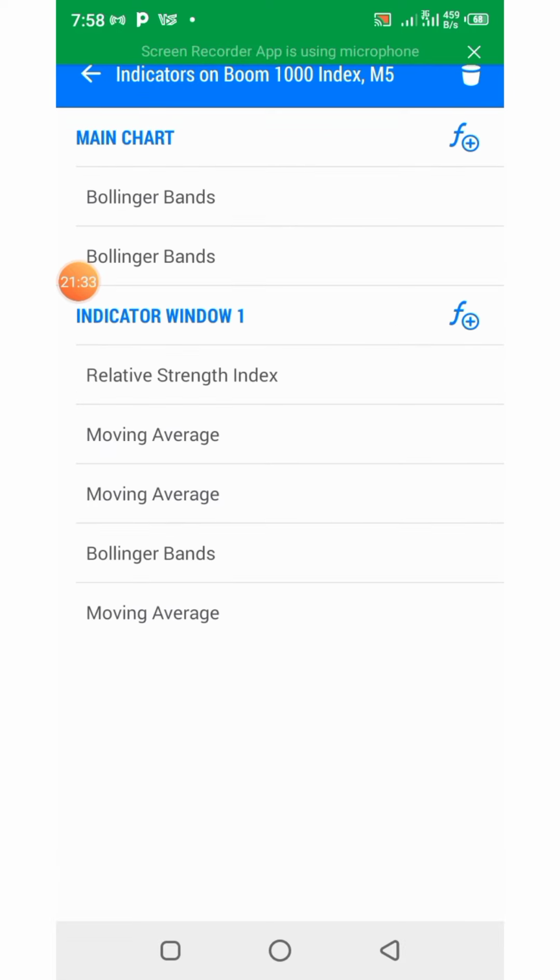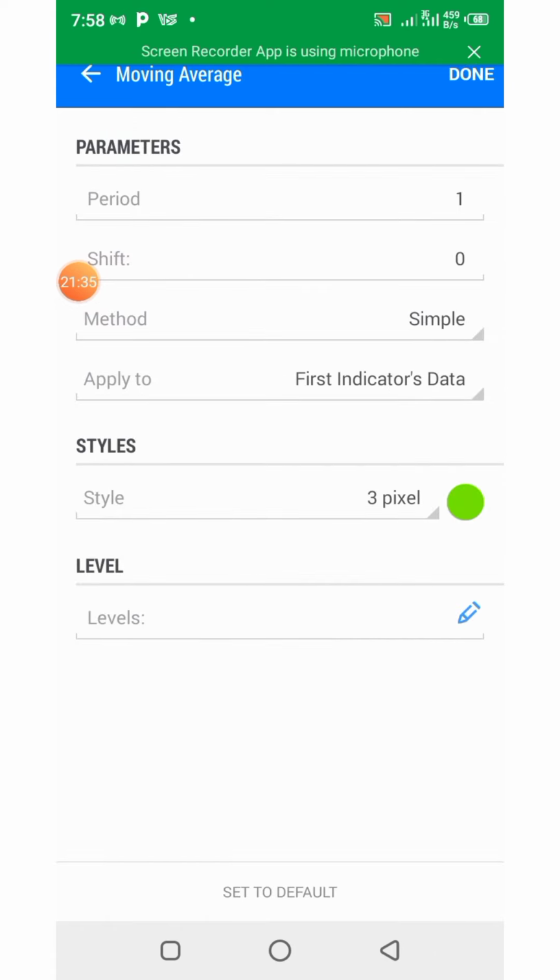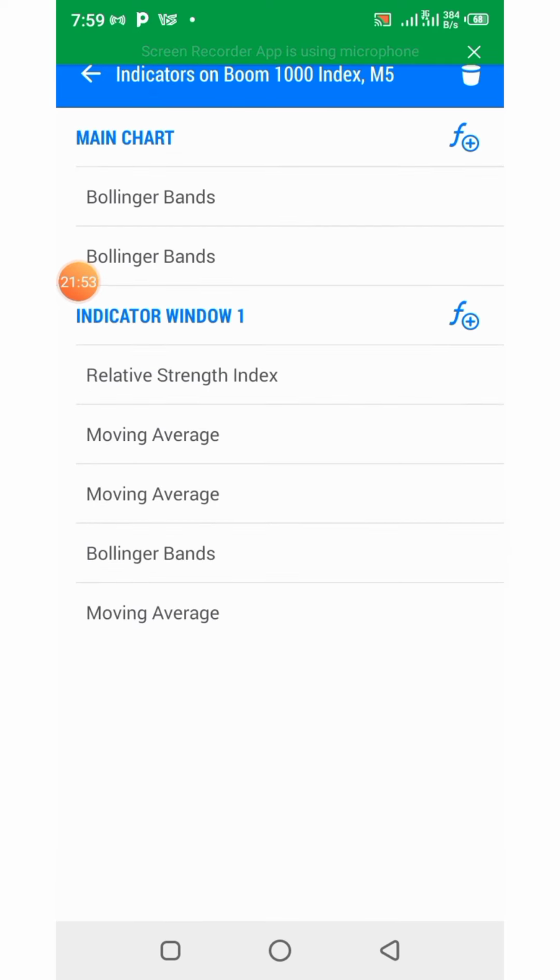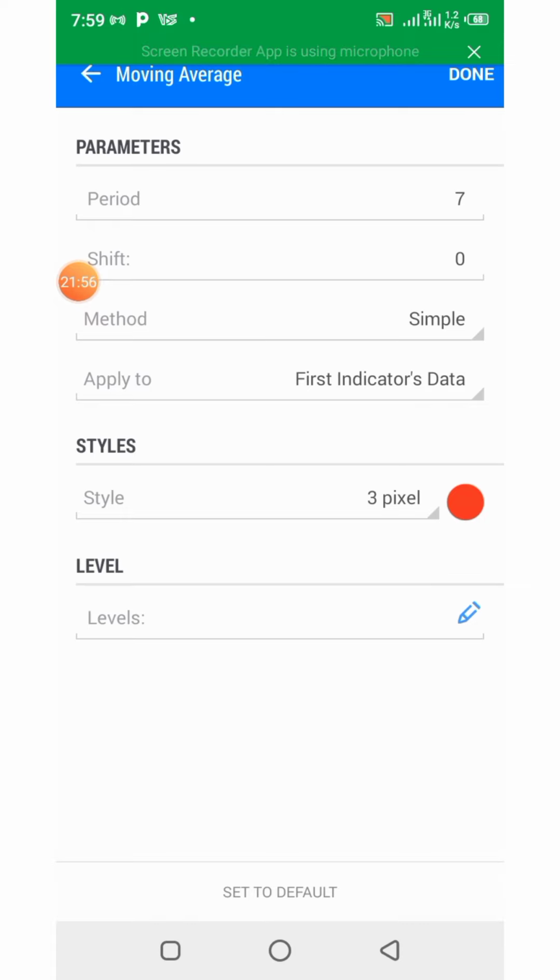Then your moving average, the first moving average is period 1, shift 0, then method simple, apply to first indicator's data, style 3 pixel, then color, I use green. There is no level in the first moving average. The second moving average is period 7, shift 0, method simple, apply to first indicator's data, then style 3 pixel, then color is red.